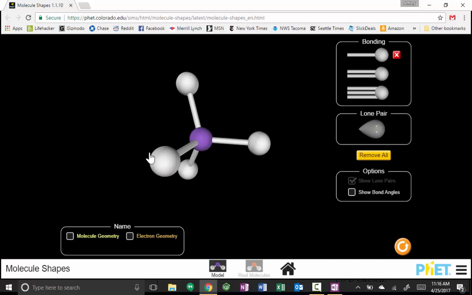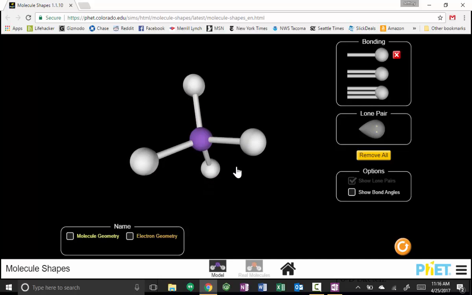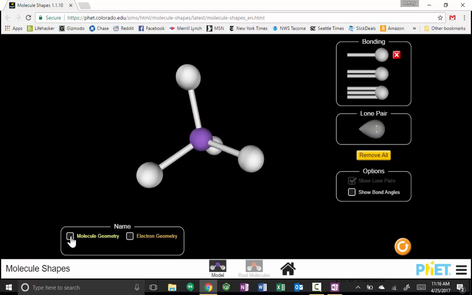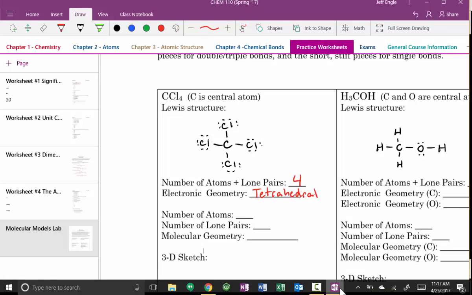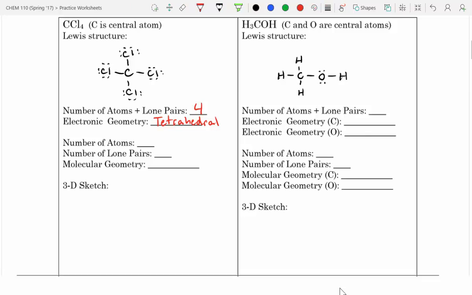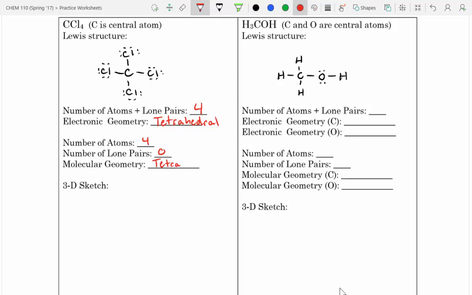And if we look at this, what's the overall shape? Tetrahedral. So you can click down here and check your molecule geometry, which is tetrahedral, which in this case happens to match the electronic geometry, which is also tetrahedral. So this is a nice way to kind of manipulate and see the overall structure. So let's go ahead and fill this out. So if we're just focusing on carbon right now and not on the chlorines, we'd say there are 4 bonded atoms, 0 lone pairs. This is also tetrahedral. Molecular geometry is really just the shape.